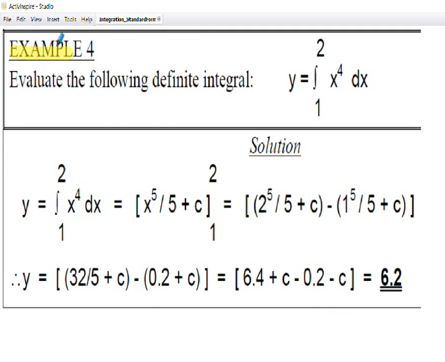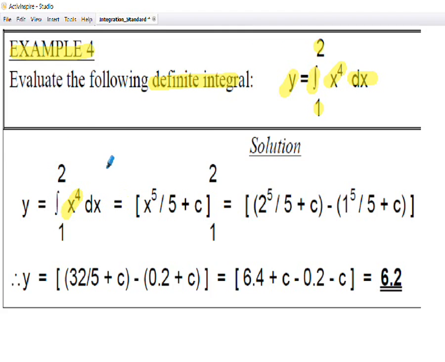Okay, example 4 here, we're going to solve the definite integral of y is equal to the integral of x to the 4 with respect to x between the limits of 1 and 2. So the x to the 4 is a standard form in our tables. It's ax to the n format.